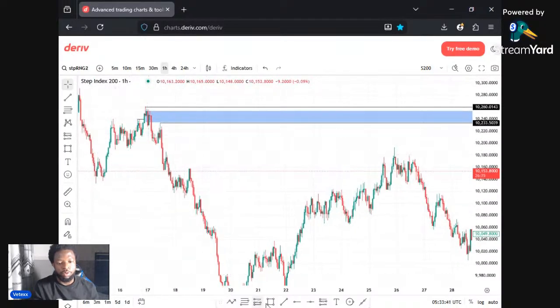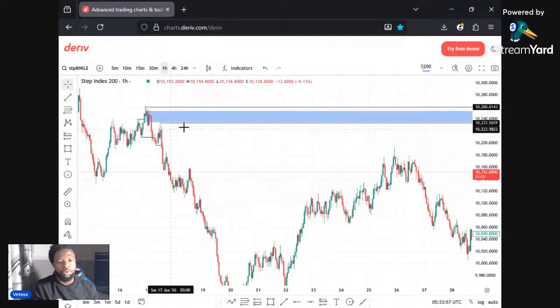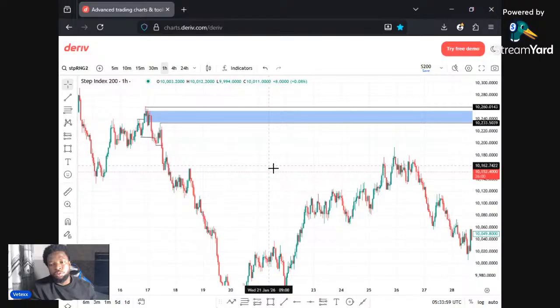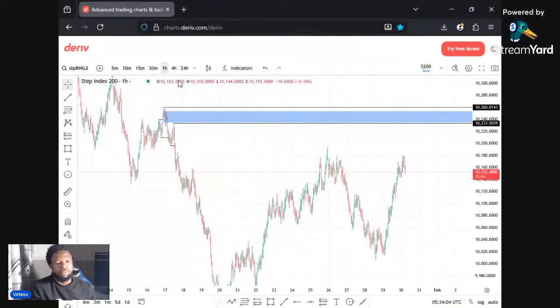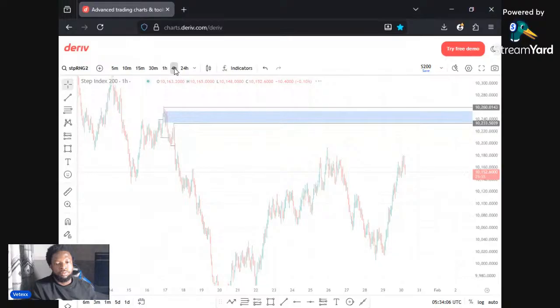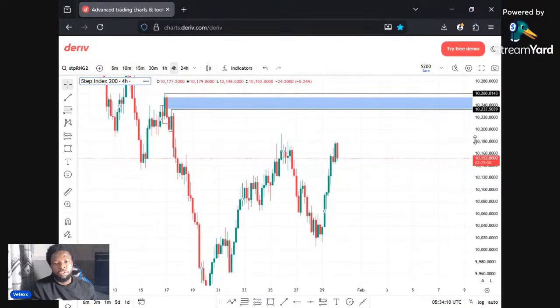Number one, we have our sweep. Number two, we have structural liquidity, first break of structure. Number three, we have our structural liquidity. Number four, we have second break of structure, which is this, and then we have all of this. So price needs to come to this zone. This is the 4 hour time frame.